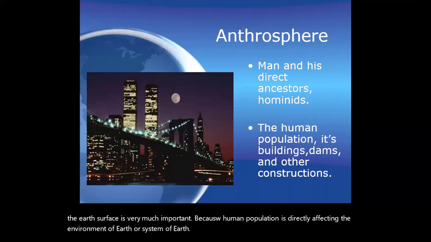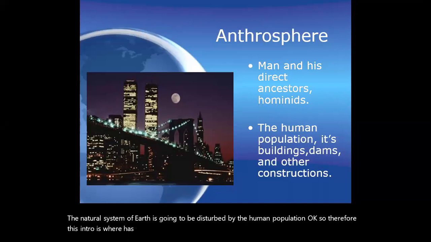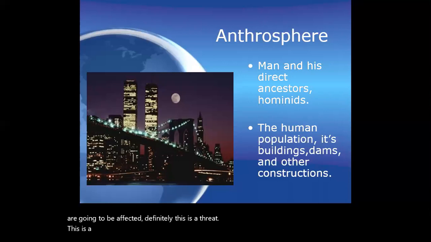The natural system of earth is going to be disturbed by the human population. Therefore, this anthroposphere has been included by the environmentalists in this system. If the spheres are going to be affected, definitely this is a threat to the organisms as well as the environment of the earth.